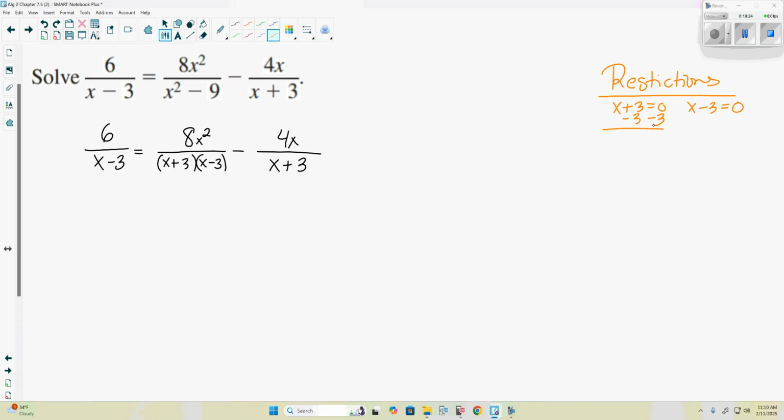Now our restrictions, well, for x plus 3, if x is equal to negative 3, we'd have a division of 0, so that doesn't work. For x minus 3, if the x value is positive 3, it would have a division of 0, and that one won't work.